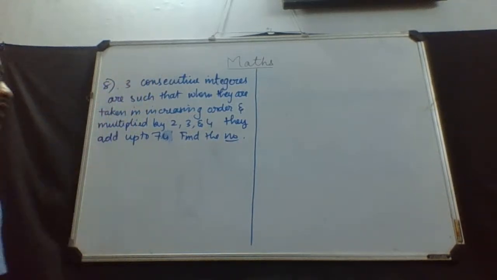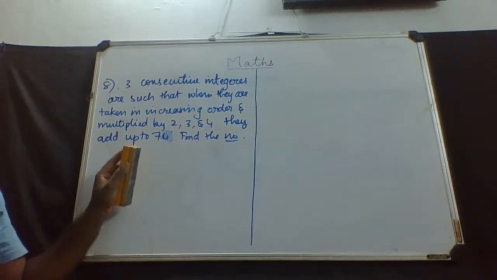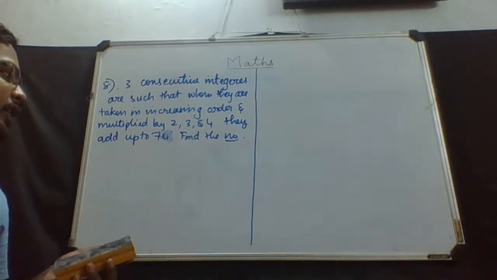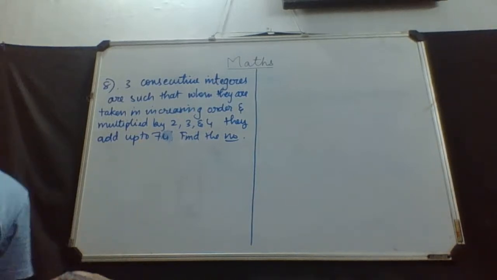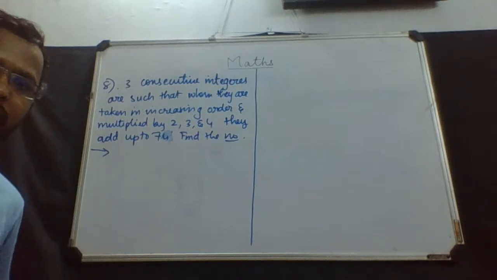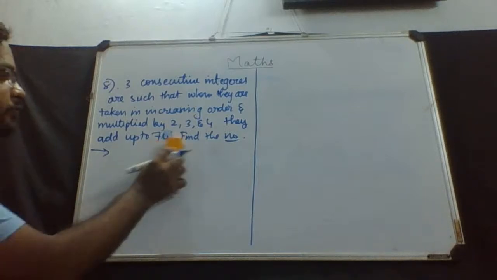So three consecutive integers are such that when they are taken in increasing order and multiplied by 2, 3, 4 respectively, they add up to 74. Find the numbers. So all of you take some time. Is the question visible? I think the question is visible properly. Okay, fine. So all of you do it now.